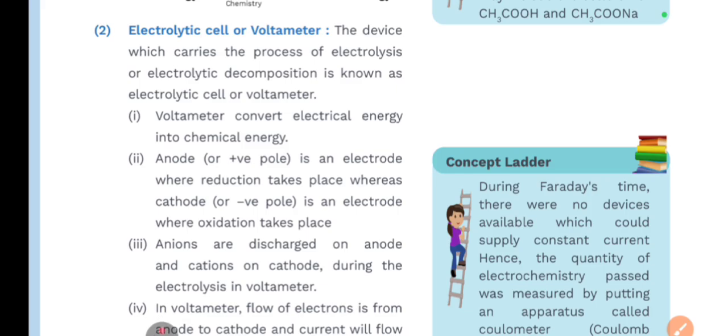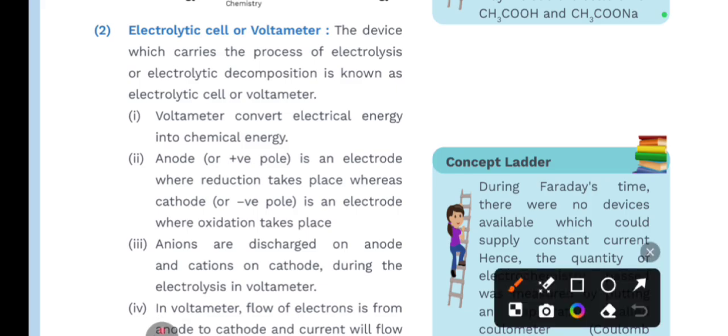We have already discussed the electrochemical cell. So today we will discuss the electrolytic cell. Which type of cell is it? It is the device which carries out the process of electrolysis or electrolytic decomposition. It means you have to give electricity, then decomposition will take place. So electrical energy is converted into chemical energy. According to the name, it suggests electrical energy is used to break the compound. So the voltameter can convert electrical energy into chemical energy.